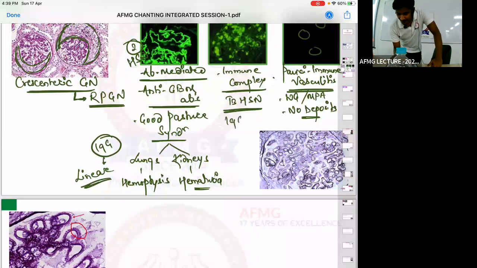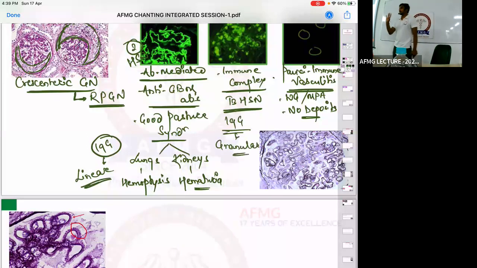These are IgG deposits again, but this time these are granular. Understood? Now, a patient comes to you with complaints of hematuria. On kidney biopsy, on microscopy, you can find crescents. Diagnosis is confirmed, that is RPGN. Now you need to differentiate between these things.